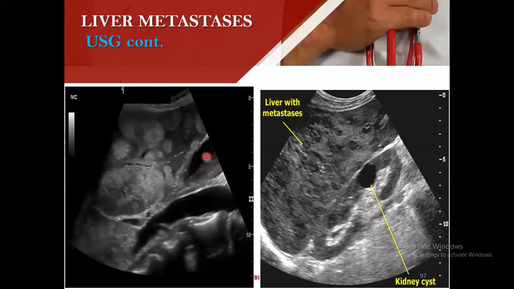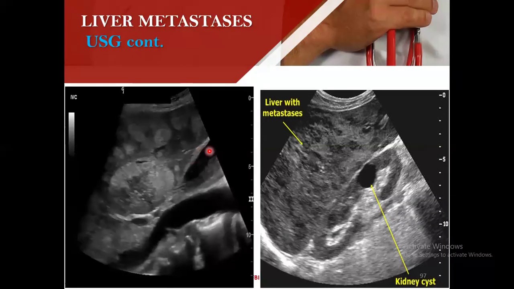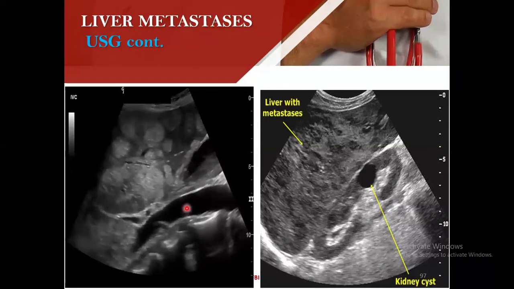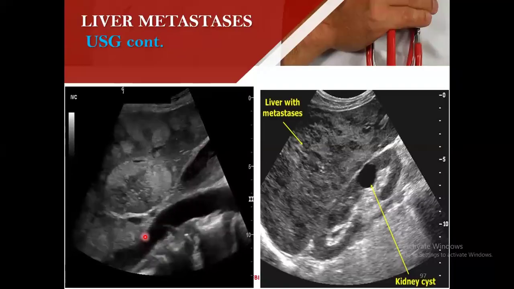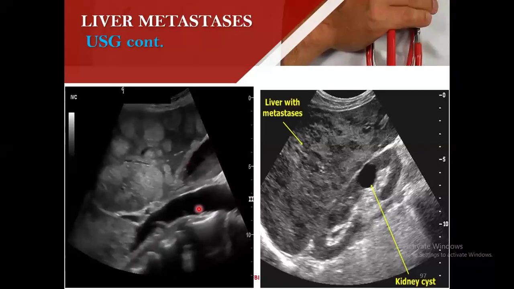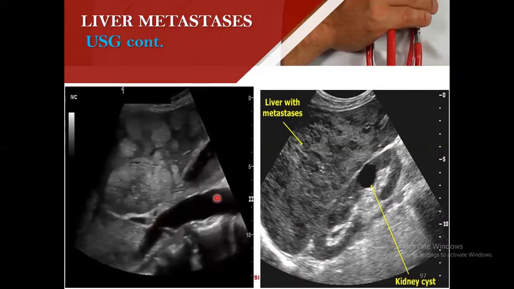This structure. Gallbladder. Gallbladder, good. We are not the sonographers who took this scan.